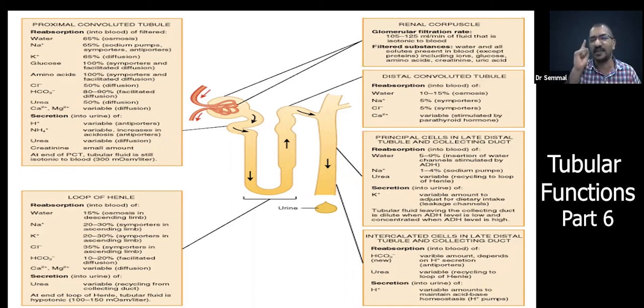So 125 ml per minute, 180 liters per day is filtered in the glomerulus, but less than 1%, actually speaking, is going into the urine. So daily urine output is 1500 ml, which is, in other words, 1 ml per minute. GFR is 125 ml per minute. Urine output is 1 ml per minute. So you understand the greatness of God. 125 is filtered, 124 is taken back, and 1 ml per minute is allowed to go into the urine.